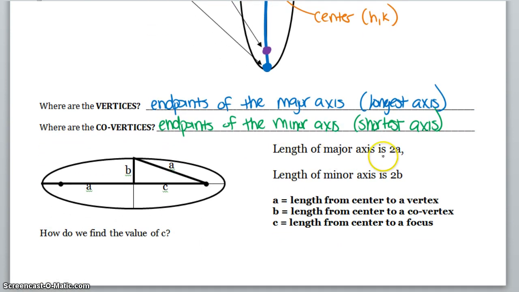The length of the major axis is twice a. So from a vertex to the center, that's a length of a. That also happens to be the same length if you connected a focus with a co-vertex. The length of the minor axis is twice b. And the length from the center to one of your foci is called c. Now we can find a and b very easily from our equation, as you'll see in a few minutes. But c, we need to have a formula for, similar to what you had for p in a parabola.